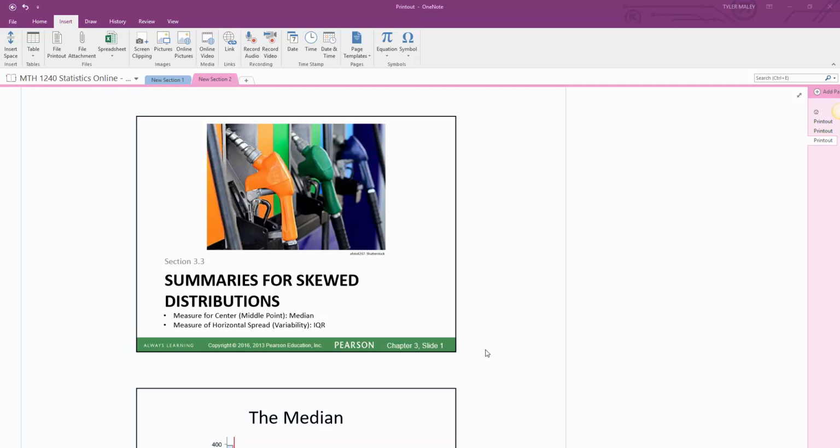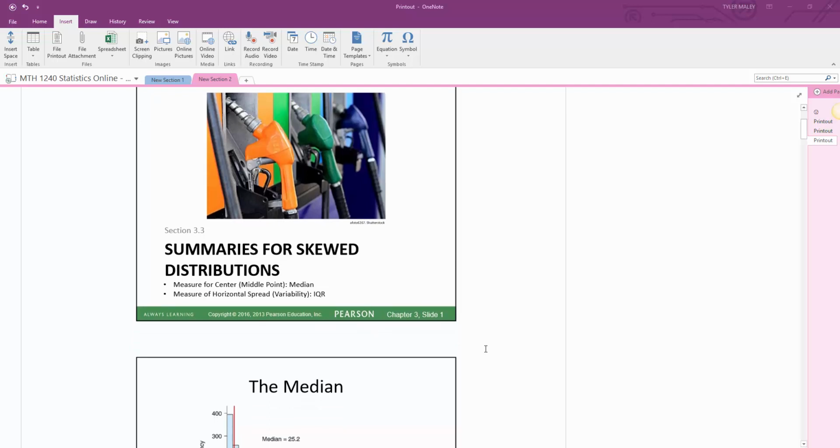All right, so now we're continuing our discussion in Chapter 3. We're looking at Section 3.3, which is titled Summaries for Skew Distributions. Previously we looked at some summaries for distributions that weren't skewed. Now let's consider what we do if we have a skewed distribution.